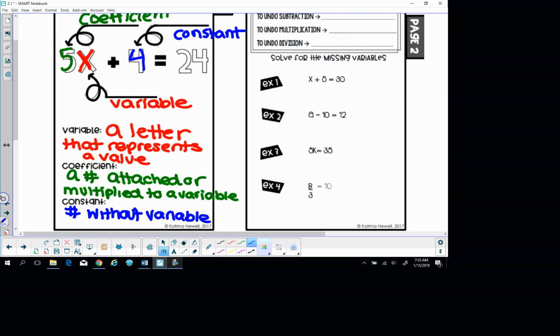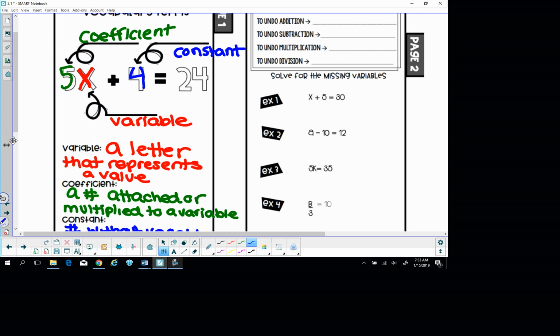So now we're going to get into one-step equations. And you already did the first part. So to undo addition, or the inverse of addition, is what? Subtraction, or subtract. To undo addition or subtraction, we add. To undo multiplication, we divide. And to undo division, we multiply. So all we do for one-step equations is the opposite.